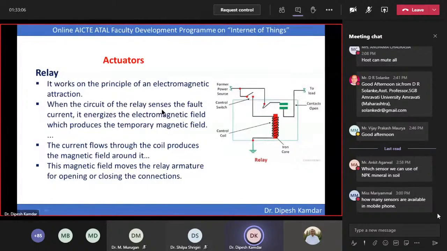There are four kinds of relay switches available: single pole single throw (SPST), single pole double throw (SPDT), DPST and DPDT. The single pole single throw switch is just an on-off mechanism, while SPDT can be used where two connections are there, A and B.